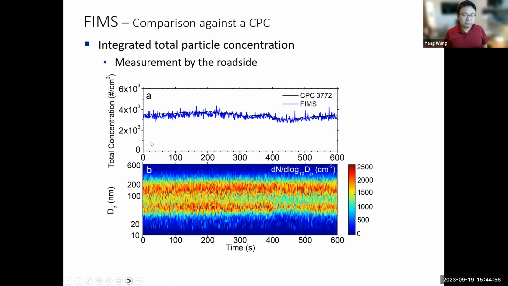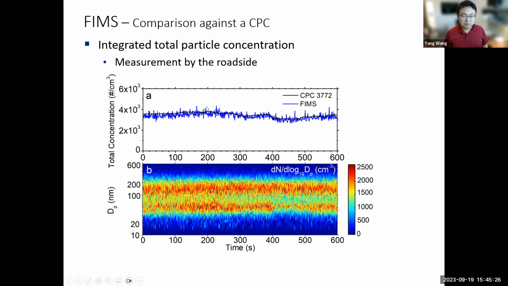So you can see there's excellent agreement. So then we further deployed our instrument nearby a road in Brookhaven National Lab. That's where the instrument was first invented or assembled. So then we compared the size distribution, and as you know, if you integrate the size distribution, you get the total concentration, right? So we compared the total concentration derived by the FIMS against the CPC. You can see these two again agree really well.